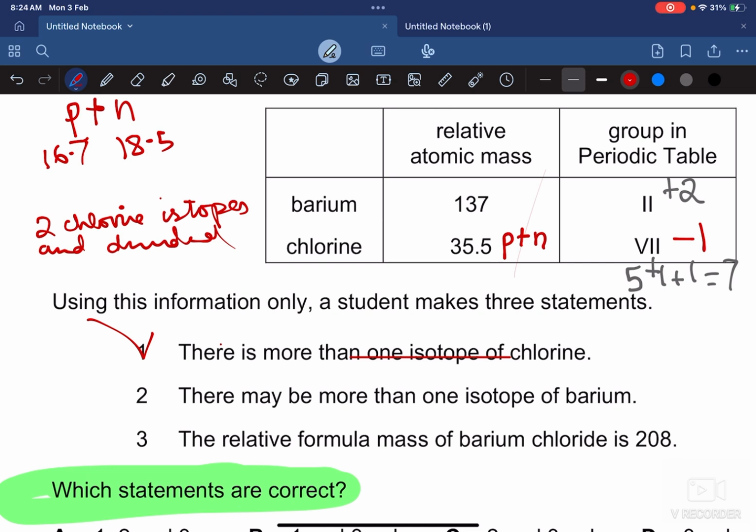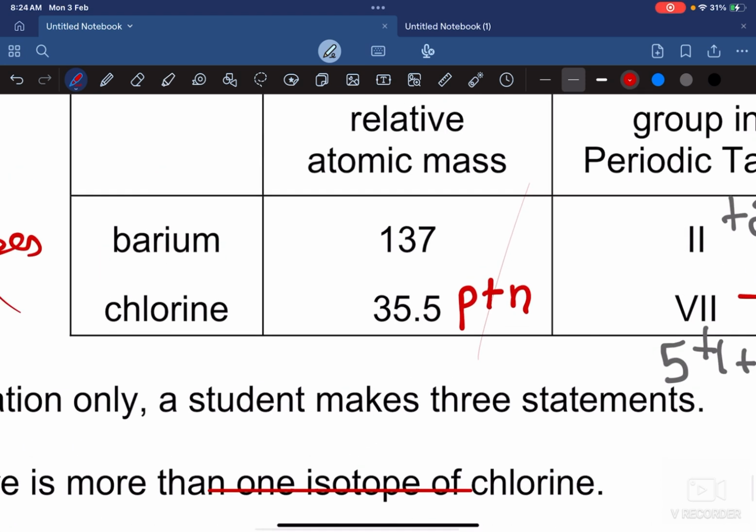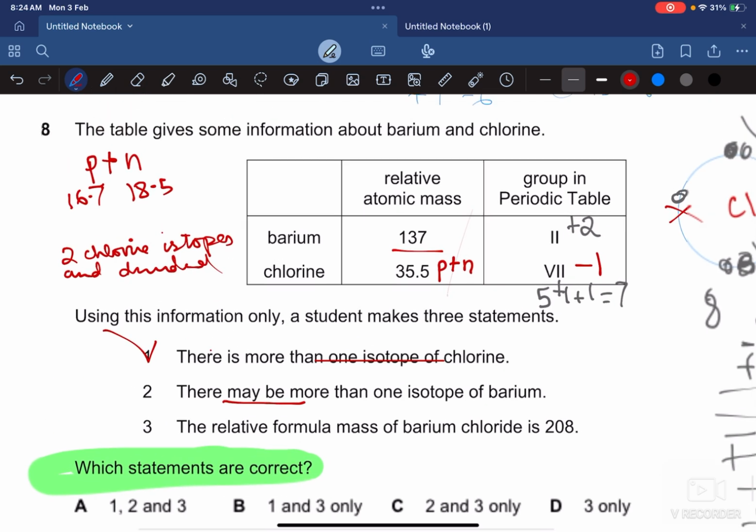There may be. Well, we are not sure about this. There may be, yeah, there can be. Okay? There can be an isotope of barium. There can be more than one. Yeah. Okay? We are not clear. And the question is also not saying that there is exactly. Okay? There may be. So, well, there may be. Statement 3 is the relative formula mass of barium chloride is 208.